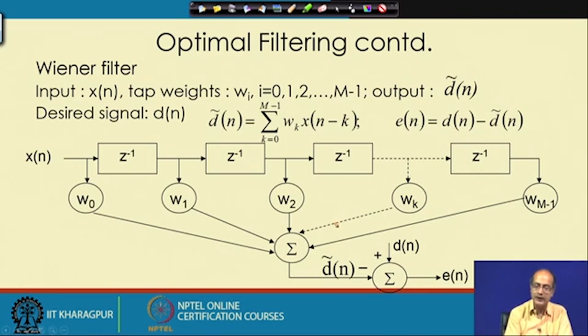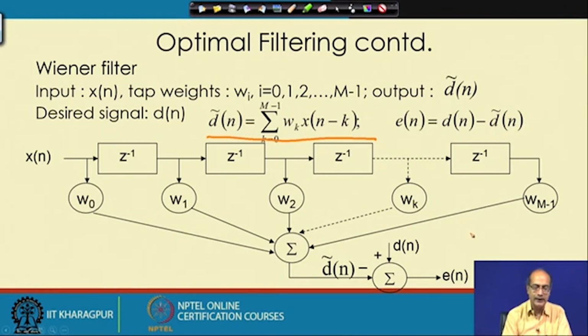We can write it in the form of a set of equations. The first equation is nothing but a weighted average of the present and the past inputs, and the error is the difference between the desired signal and the prediction for the desired signal, that is d tilde n.